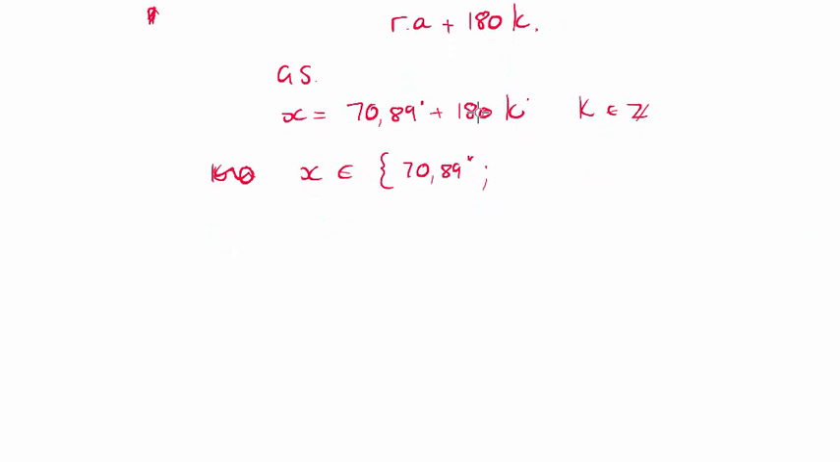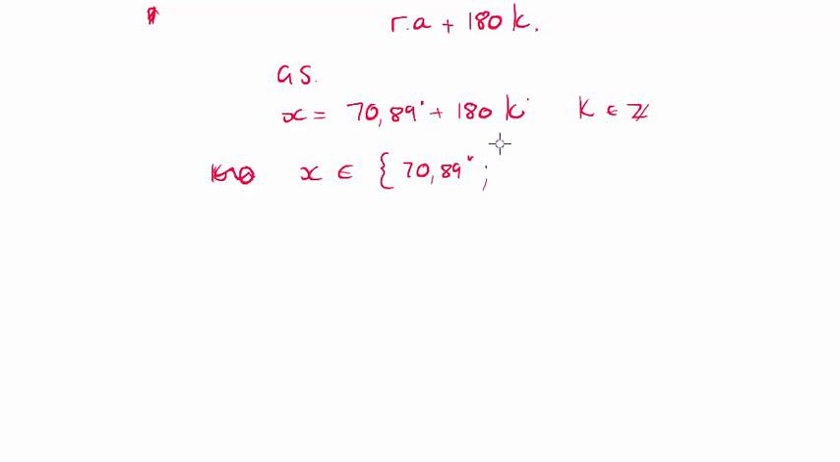Next is I make k equal to 1. So I'm going to add 180 once. So that gives me 250.89. Well, I can see I'm adding more than 180, so it's going to be too big anyway. So I can't add anymore. I'm not going to make k 2. That will be adding it twice, and I'm already falling outside.